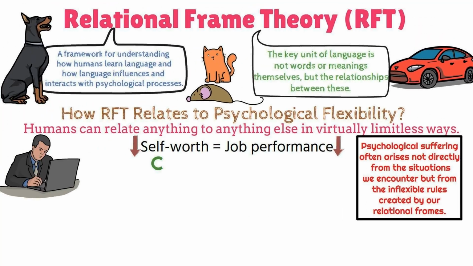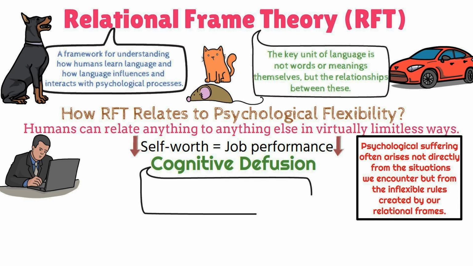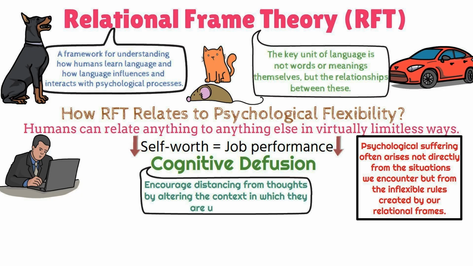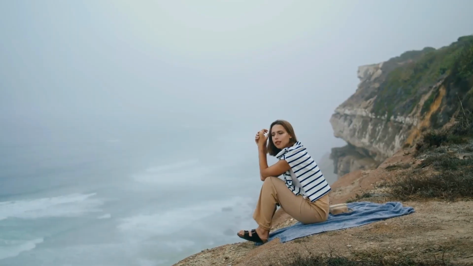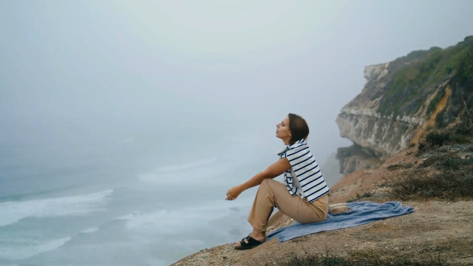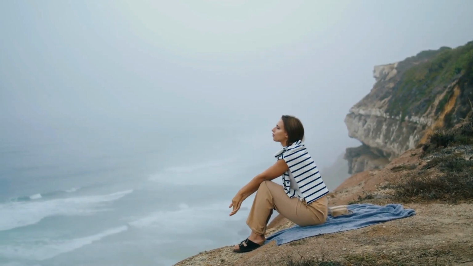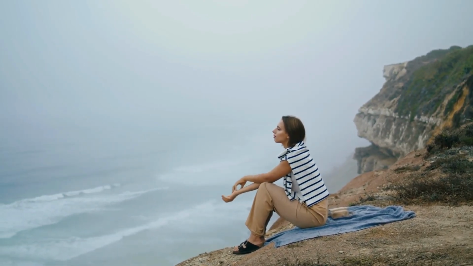Techniques based on RFT, such as cognitive diffusion, are employed to weaken the influence of harmful thoughts and help individuals engage with their experiences more directly and openly. Cognitive diffusion techniques, for instance, encourage distancing from thoughts by altering the context in which they are understood. For example, repeating a worrisome thought aloud until it loses its meaning, or visualizing thoughts as leaves floating down a stream, helps to see these thoughts as merely words, rather than truths that must be acted upon.